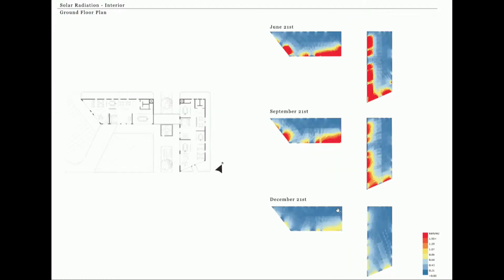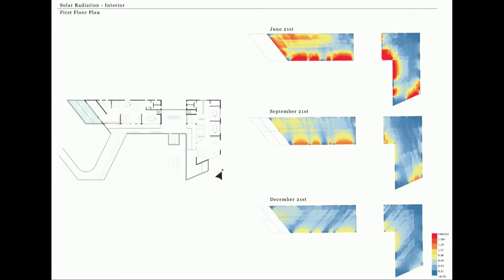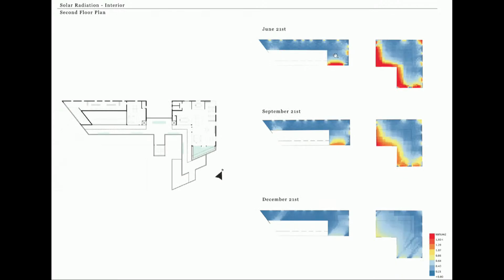Moving on, I did the same studies on the floor plans to see how the interior spaces are reacting. This was done without the shading, just a base case to see how the different months are working out. In the month of June, it can be seen that there's a high amount of solar radiation coming inside. And same for the first floor. Again, in the month of June, it was slightly less desirable. And the same goes for the second floor, again for the month of June.